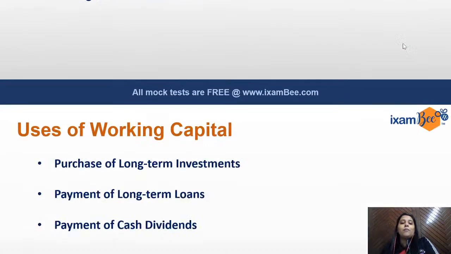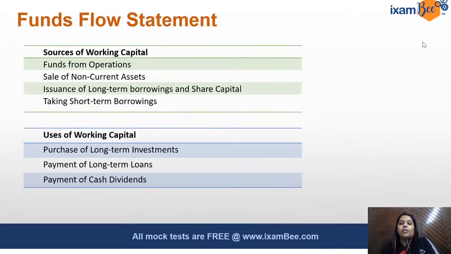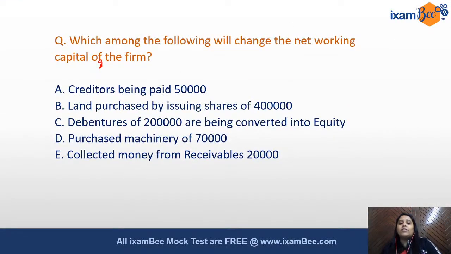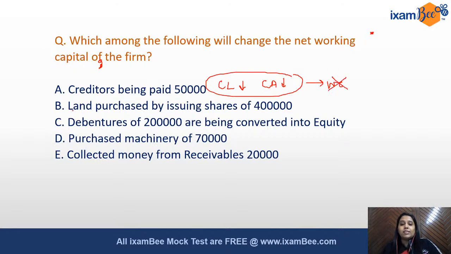Now let's go back to the question. The question asks us, first thing, creditors being paid 50,000. If the creditors are being paid, your current liabilities would go down and your current assets would go down. Since it involves both current aspects, working capital will not change. Second, land purchased by issuing shares. On one hand, land is going up, on the other hand, share capital goes up. Both are non-current, therefore working capital will not change.